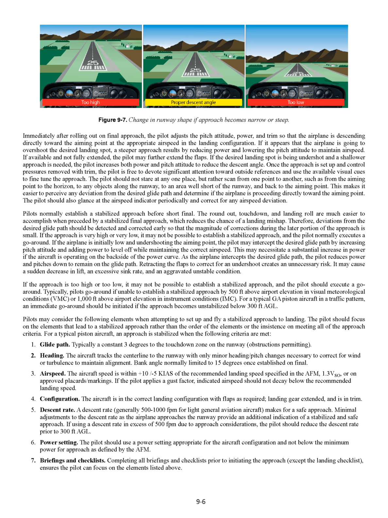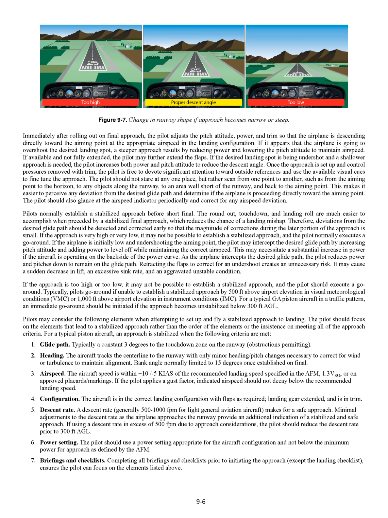Pilots may consider the following elements when attempting to set up and fly a stabilized approach to landing. The pilot should focus on the elements that lead to a stabilized approach rather than the order of the elements or the insistence on meeting all of the approach criteria. For a typical piston aircraft, an approach is stabilized when the following criteria are met. 1. Glide path. Typically a constant 3 degrees to the touchdown zone on the runway, obstructions permitting.